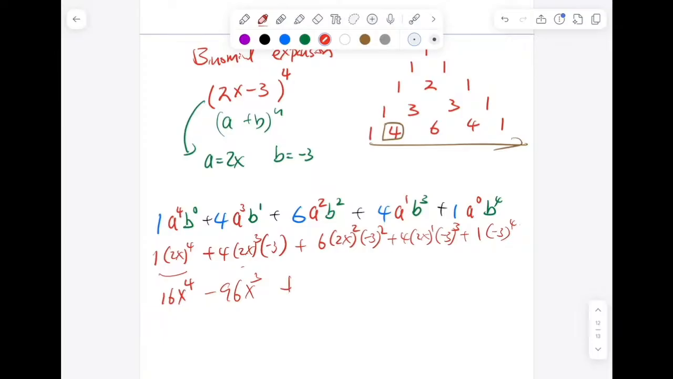Now, what is this one? So I'm going to evaluate this one. Negative 3 to the second power is what? 9. And we know it's going to be x squared. And we know it's 9, but 9 times 4 times 6. 9 times 6 is 54. 54 times 4 is 216.